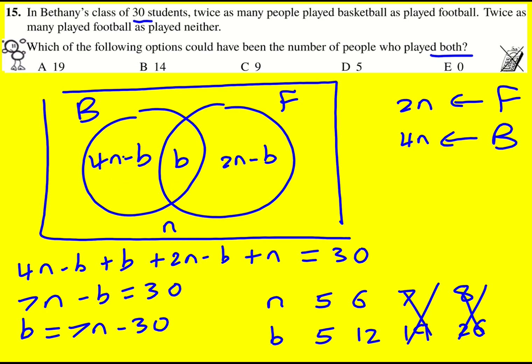And it would work as well, but that's not one of the options. It would work as well for 5. So here we would get 2n minus b is 5. We'd get 5 in the middle. We're going to get 15 here.